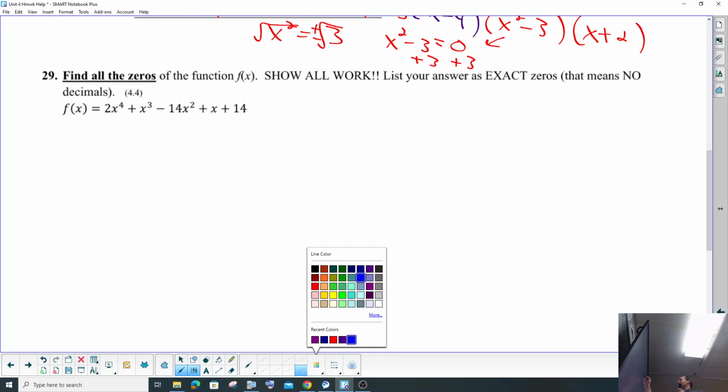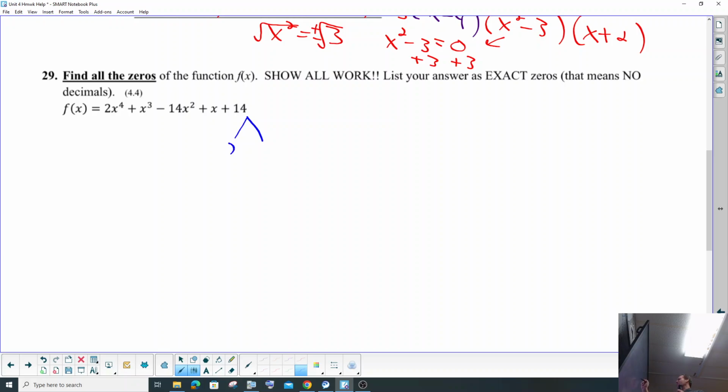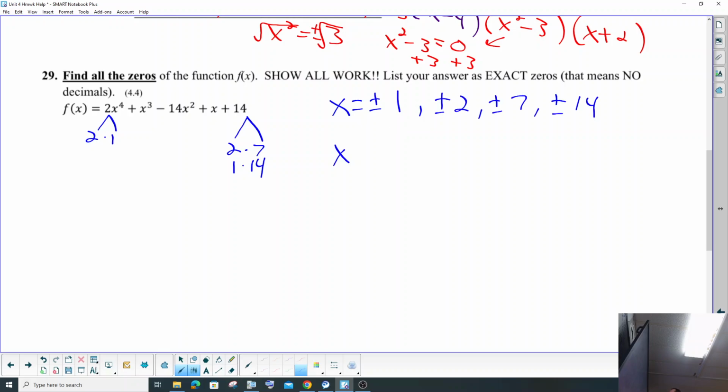Okay, so factors of 14 are 2 and 7, 1 and 14. And we got 2 and 1 as well to worry about. So that means we have x equals plus or minus 1, plus or minus 2, plus or minus 7, plus or minus 14. But we also have the divided by 2 part.